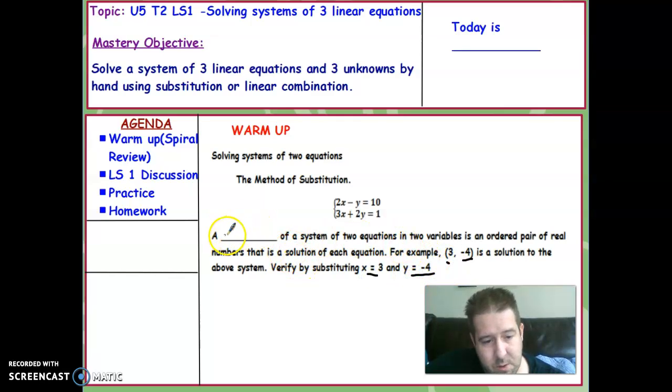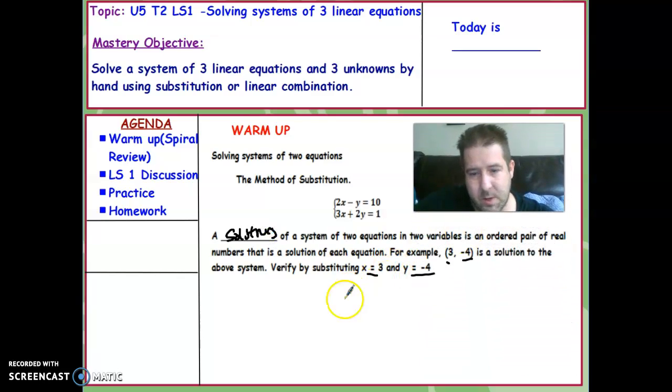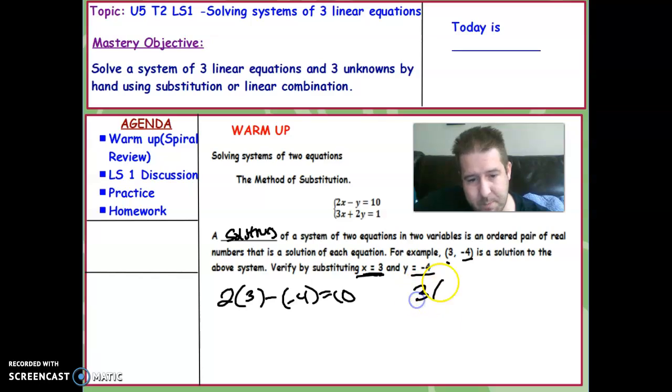So if I want to find the solution of a system of equations, or solutions, is what I wrote. I could just plug these in here. I could substitute them in for x and y. So 2 times 3 minus y, which is negative 4, should equal 10. And the other one should also be true. So 3 times 3 plus 2 times negative 4 should equal 1.